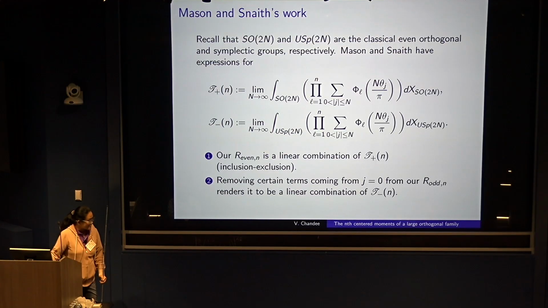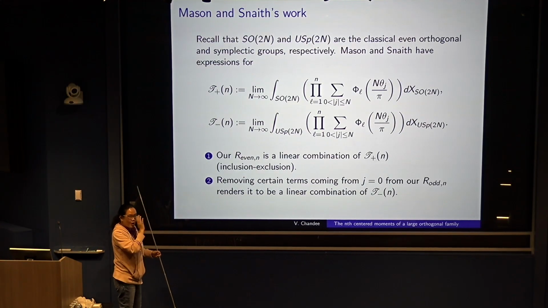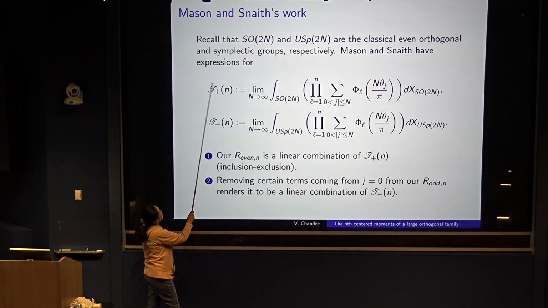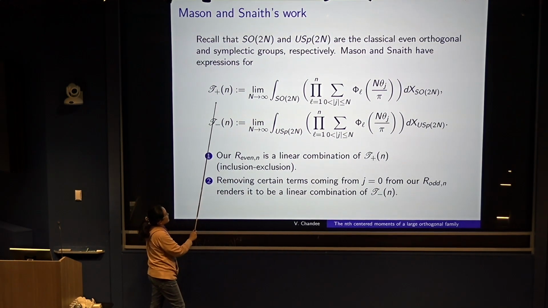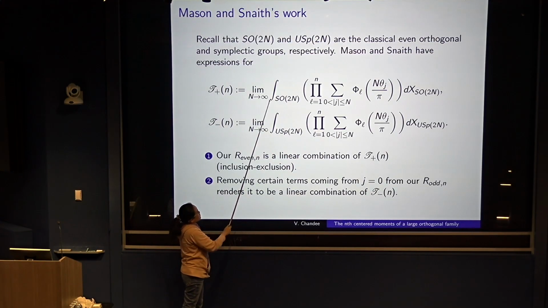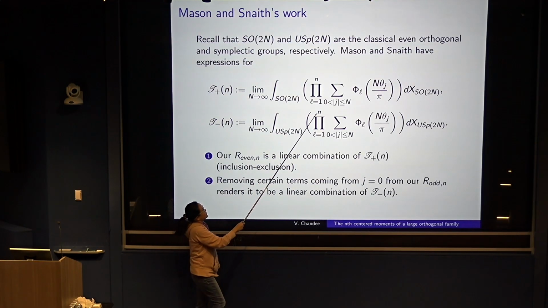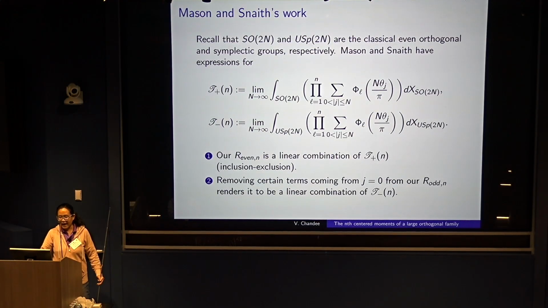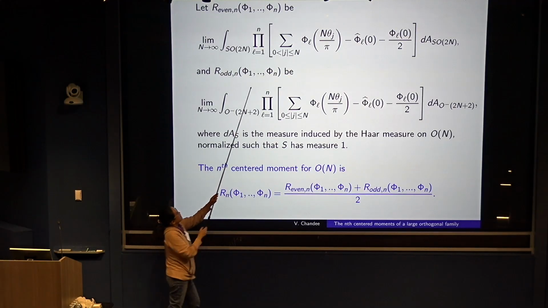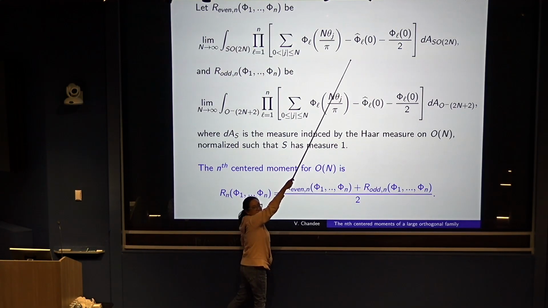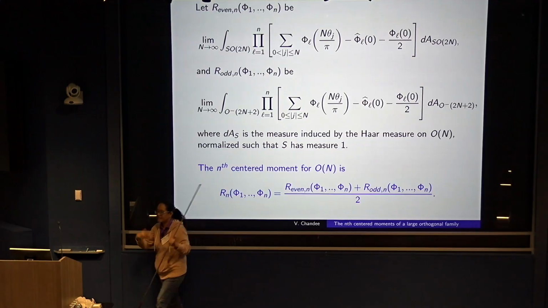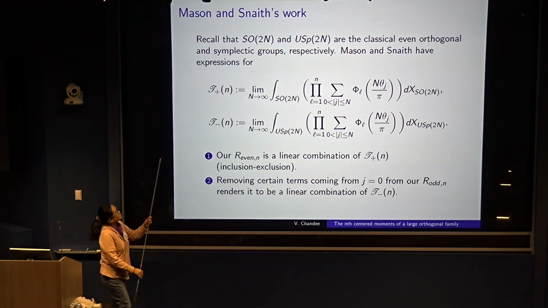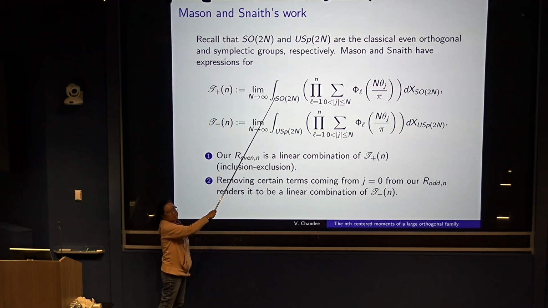All right, so Mason and Snaith's work has something that is almost what we want. They actually have an expression for these two things, T plus and T minus. T plus is for even orthogonal, and the index looks like this. If you go back and look at the R even, it is almost the same, except for this term. So we just do inclusion-exclusion. So this is a linear combination of T plus n here, this term.